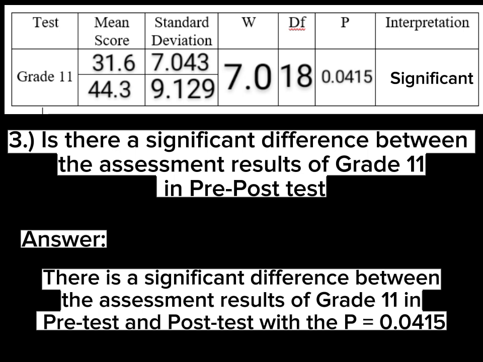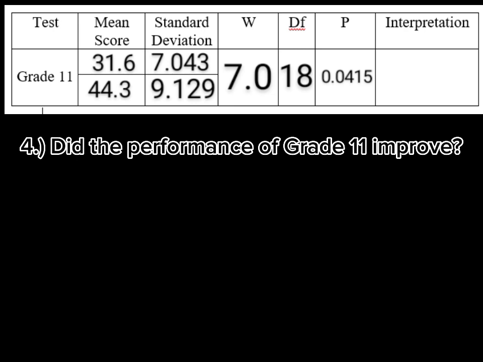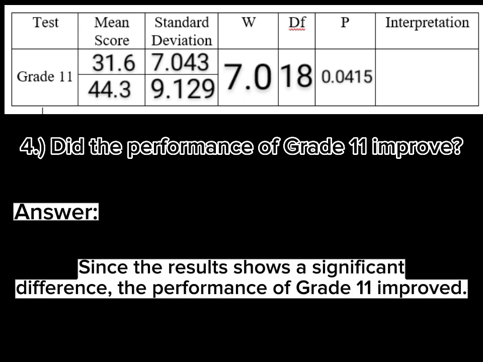And let us include the p-value. With the p-value of 0.0415. And lastly, the fourth question. Did the performance of grade 11 improve? Let us answer it this way. Since the results show a significant difference, the performance of grade 11 improved.